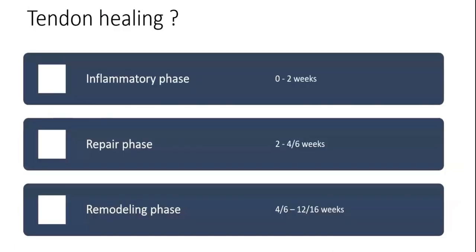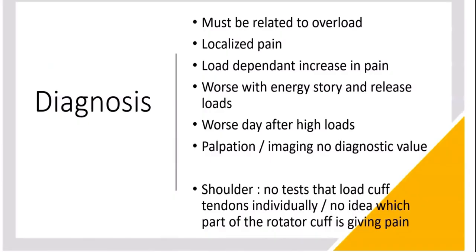When we talk about tendon healing, we all know we have 3 different phases. The inflammatory phase, which takes about maximum 2 weeks. The repair phase takes about 2 to 6 weeks, and the remodeling phase starts at 4 to 6 weeks until 12 to 16 weeks. And of course, in those phases, movement is going to be crucial. Movement and loading.